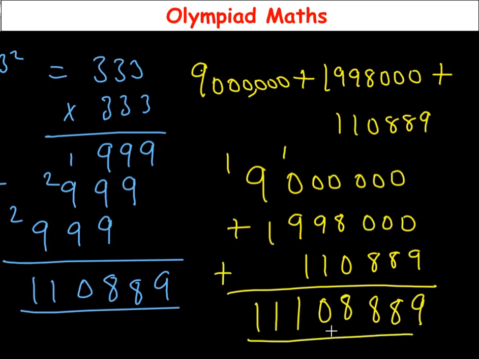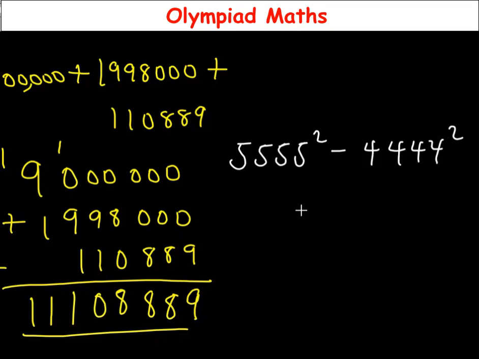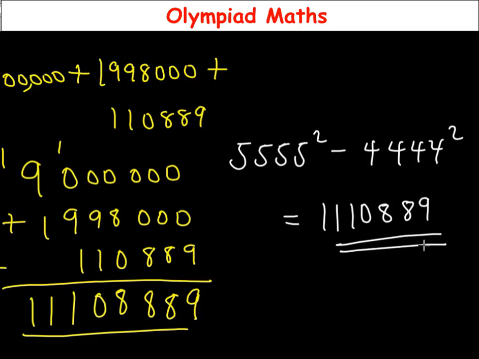So that means that this is the final answer. The value of 5555 squared minus 4444 squared is equal to 11110889, and this is the final answer without pressing the calculator.